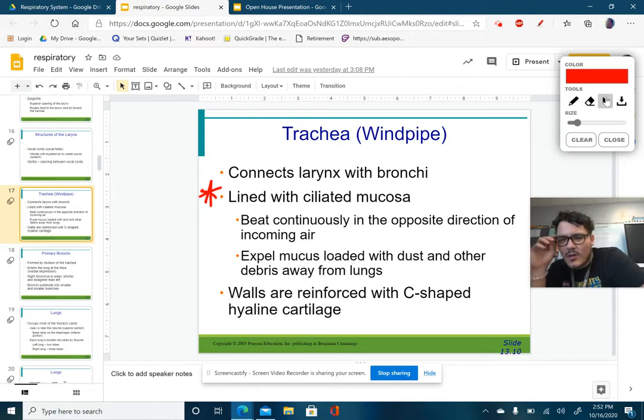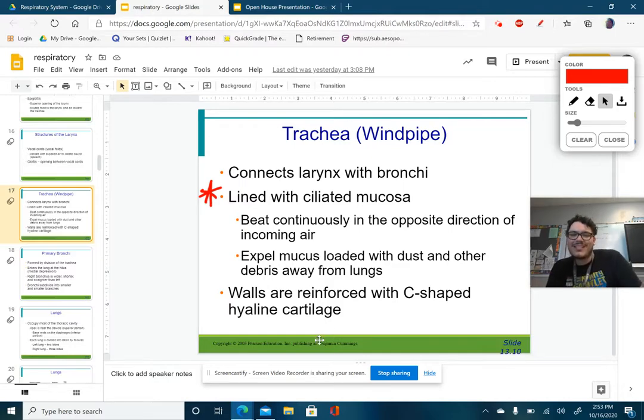The ciliated mucosa are basically tiny, tiny microscopic hairs that have mucus on them. Why do we have tiny, tiny hairs with mucus on them in our trachea? They beat continuously in the opposite direction of incoming air. So if you're breathing in, so air is traveling downward, then the ciliated mucosa is actually going in the opposite direction. That counter force is going to make it so that you can remove any sort of unnecessary dust and debris, which is what we see there. Expel mucus loaded with dust and debris away from lungs.